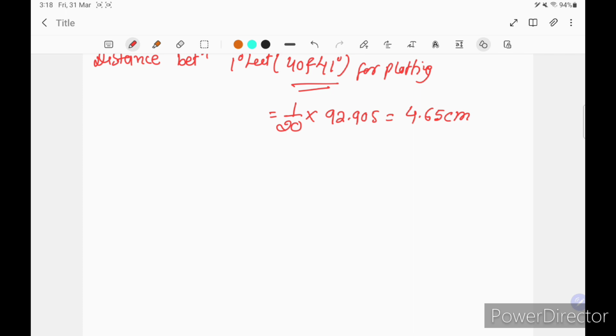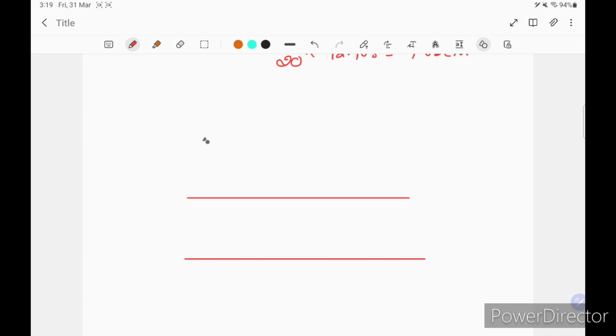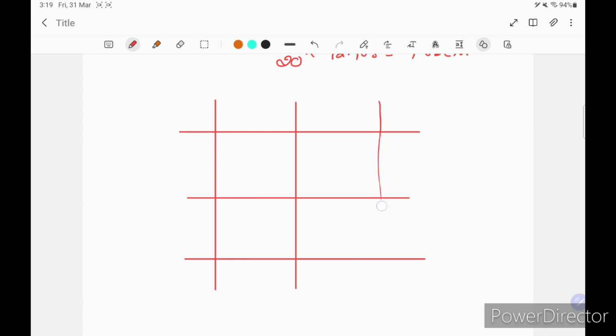So our latitude starts from 39. Okay, so we'll make from 39, then 40, then 41 north. And for longitude, we start from the east, so 45 east, 46 east, and 47 east.